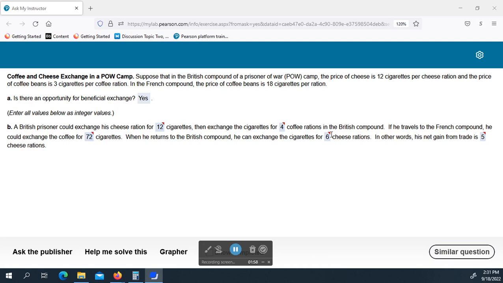Then he goes over to the French compound, and he exchanges the coffee for how many cigarettes? Well, he's got 4 rations of coffee, and in the French compound you get 18 cigarettes per ration. So 18 times 4 is 72, right? When he returns to the British compound, he can exchange the cigarettes for 6 cheese rations, because he's got 72 cigarettes.